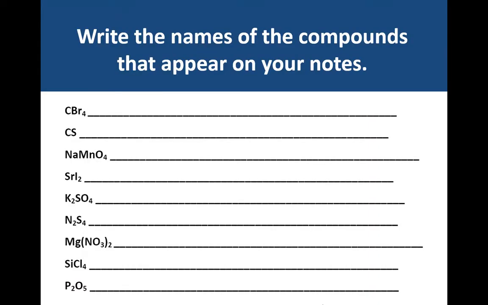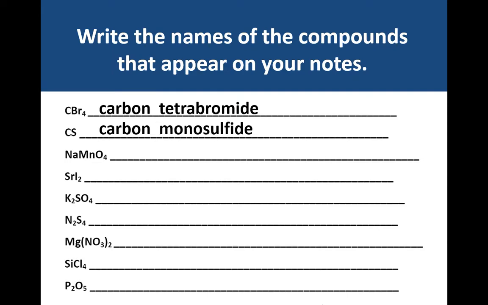Write the names of the compounds that appear on your notes. CBr4 is carbon tetrabromide. How about CS? Carbon monosulfide. How about NaMnO4? Sodium permanganate. SrI2. Strontium iodide.